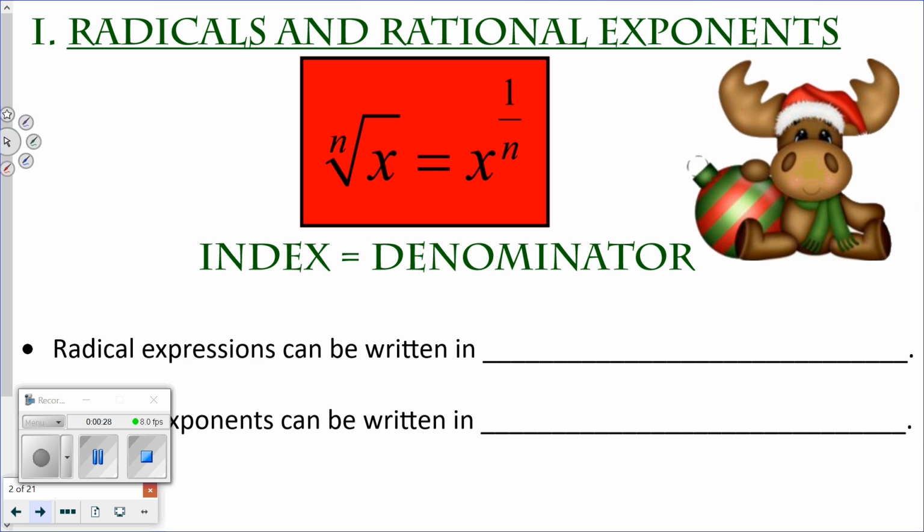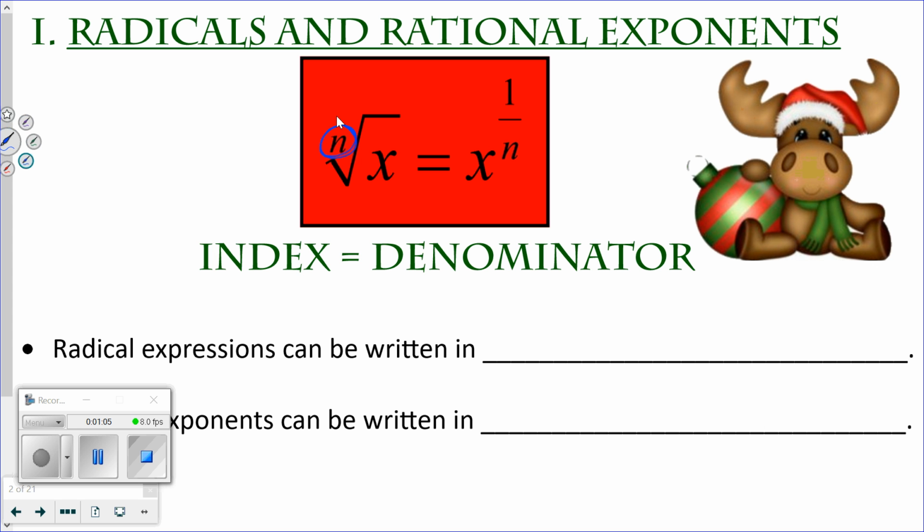So first thing we need to know is how they work together. The nth root of x is x to the 1 over n. I like crazy ways to remember things. This is called the index. Well, what's another name for it? The root number. Like we would say the cubed root, the square root. We call it a root. Where do roots grow? Underground. So the root number grows underground. It is the denominator when you flip those.